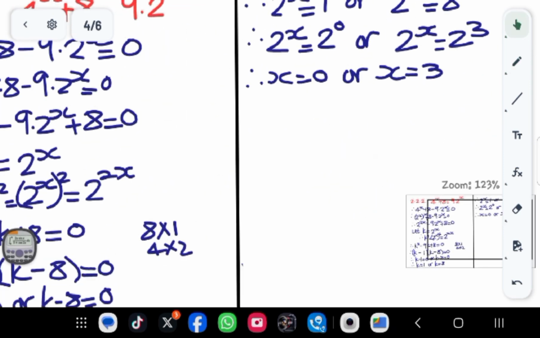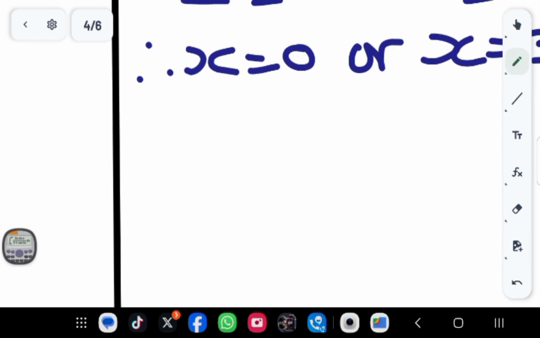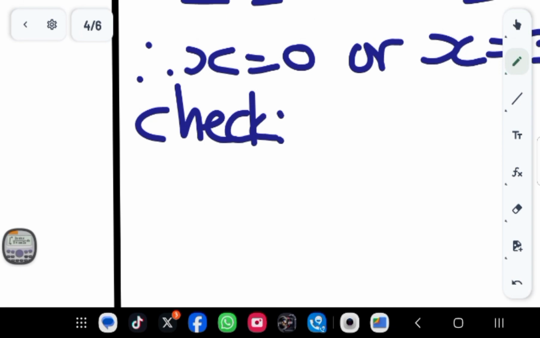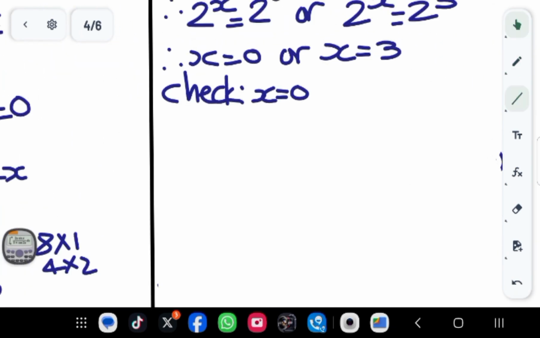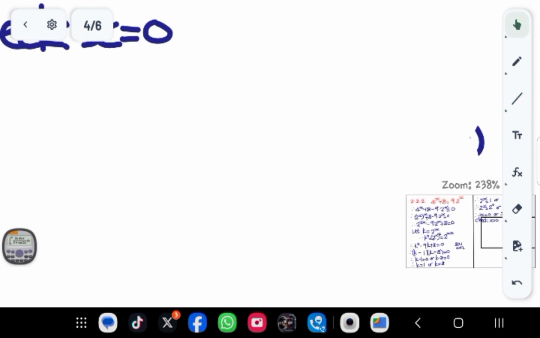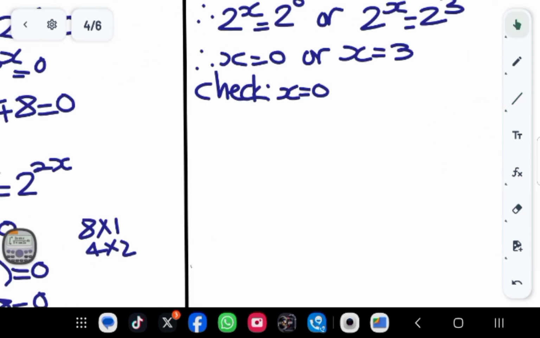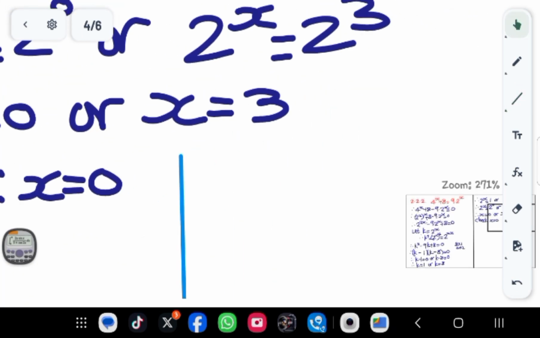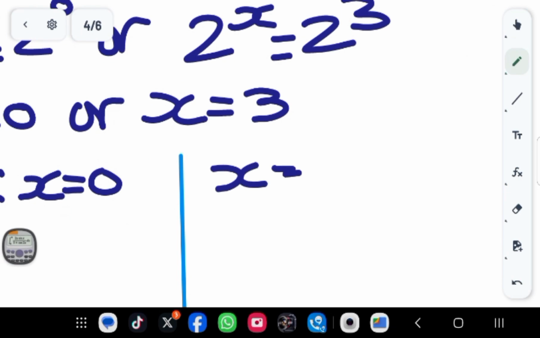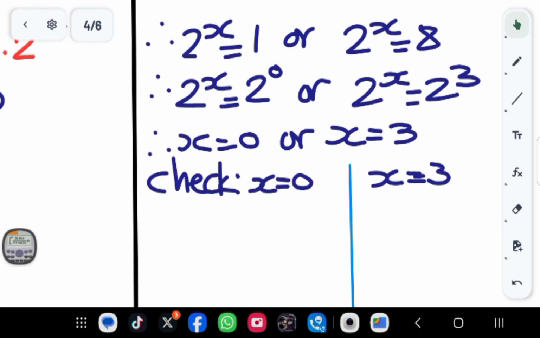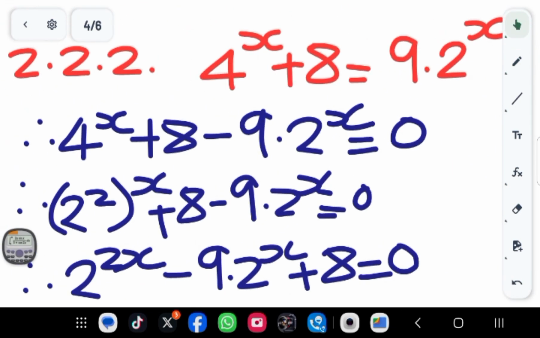You can check, just check. Always check, because just because you get an answer doesn't mean it's the solution. We're going to check x equals 0 on the left hand side and x equals 3 on the right hand side. Okay, let's do that. Alright, let's start with x equals 0. So we go to the left hand side.